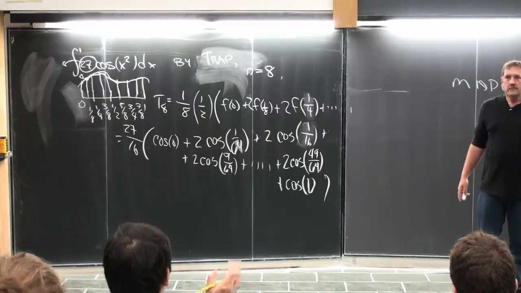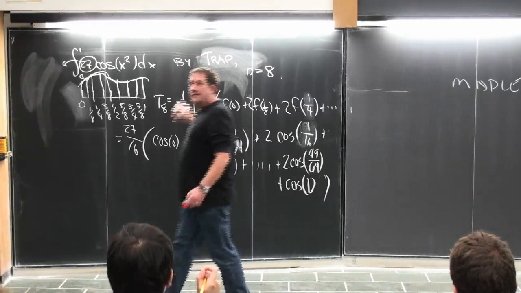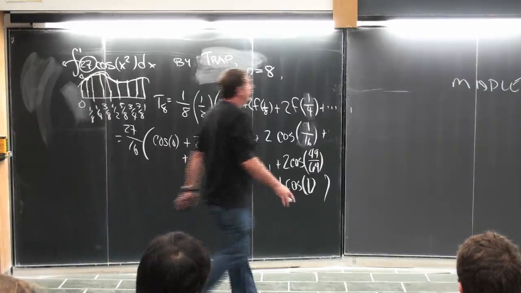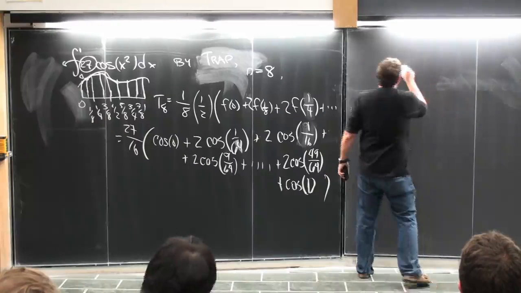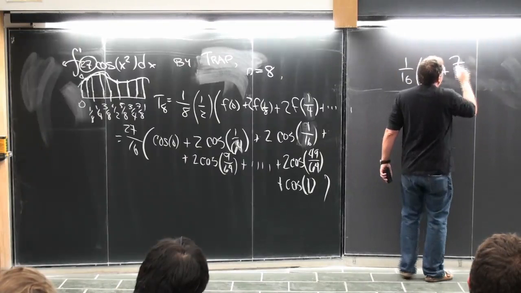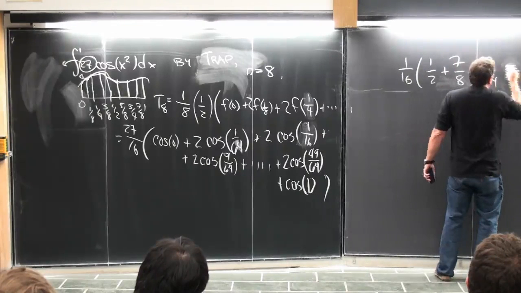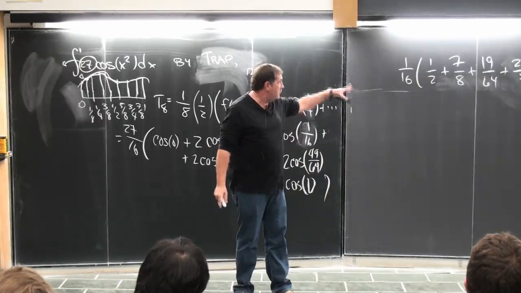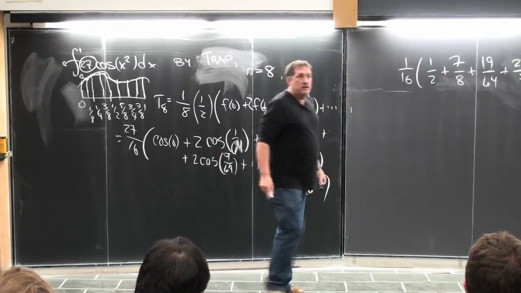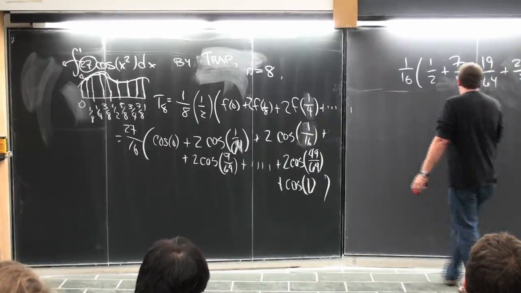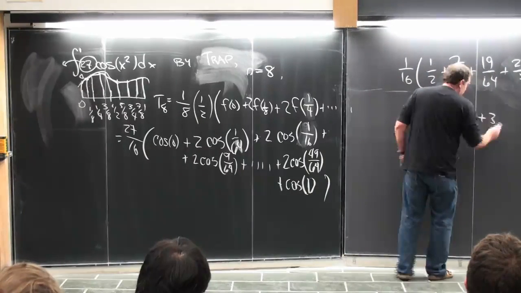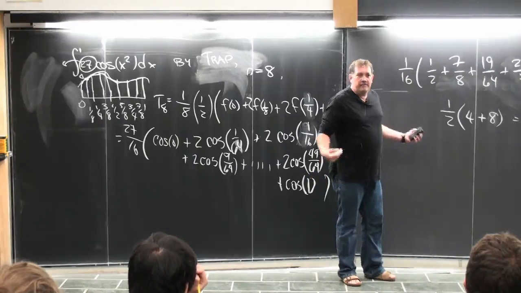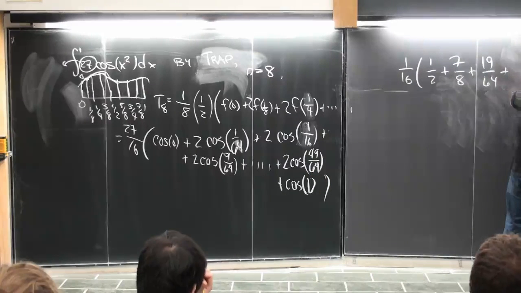Are we allowed to calculate on the exam? No, but on the exam, I won't ask such a nasty thing. On the exam, if you have an answer like 1/16 of 1/2 plus 7/8 plus 19/64 plus 22 over 7, that answer is correct, assuming that those are the right numbers. You don't need to add those things together. Unless it's something stupid like 1/2 of 4 plus 3. Well, how about 4 plus 8? I would like you to write that as 6. But, okay, that wasn't your question.